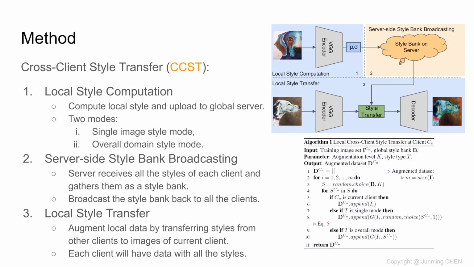The second step is server-side style bank broadcasting. The server gathers all the styles of each client as a style bank and broadcasts the bank back to all the clients. The third step is local style transfer, in which each client augments their own local data by transferring styles from other clients to local images. In this way, each client will have data with all the styles.